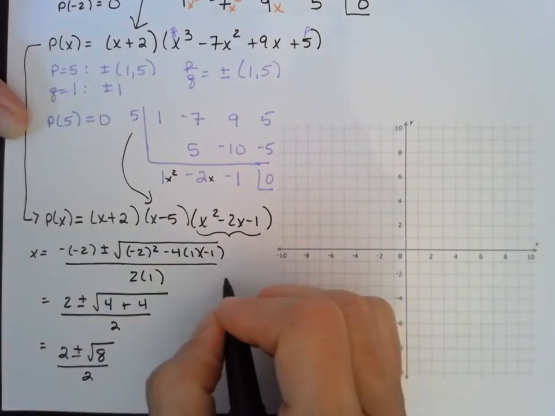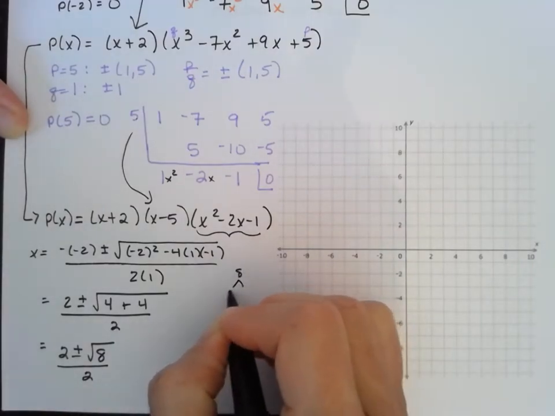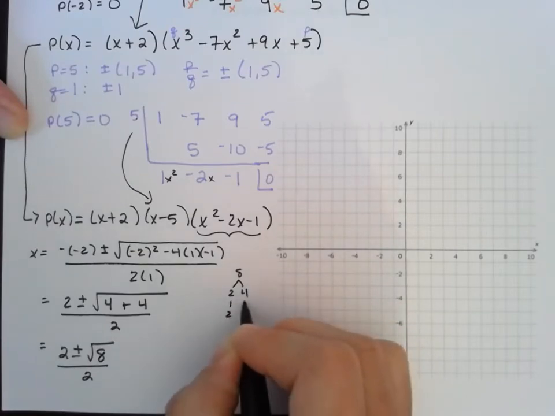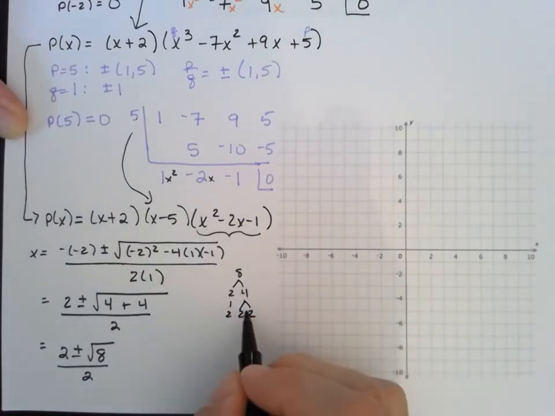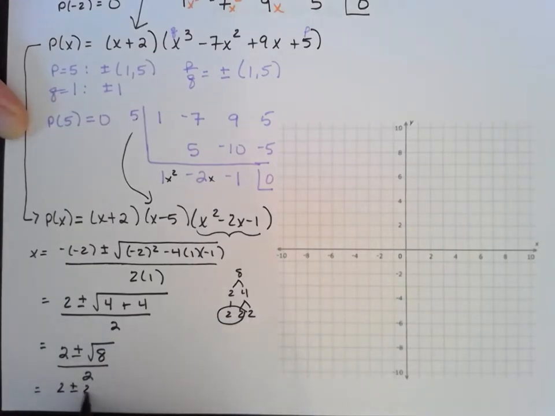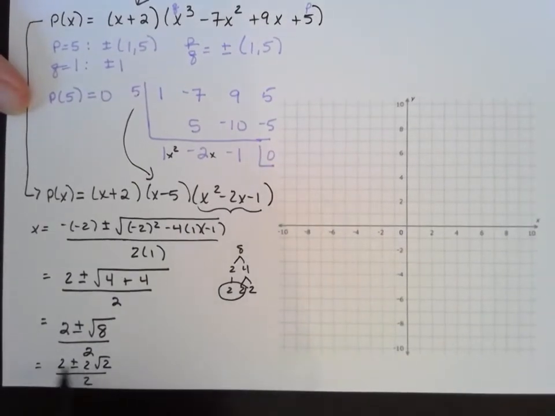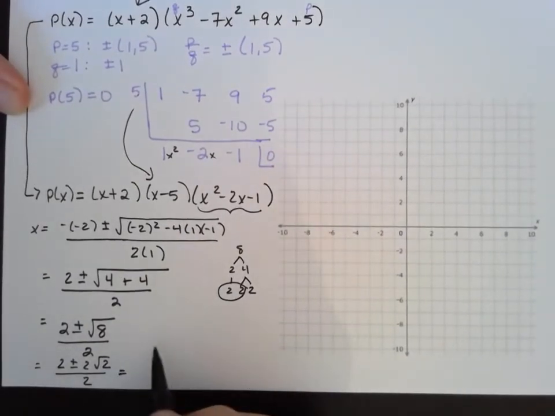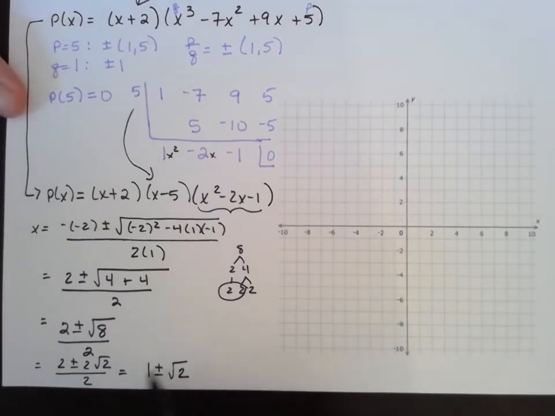Remember your little factor tree, 2 times 4, 2 times 2 times 2. 2 gets to come out, but 1 stays inside. So you end up with 2 plus or minus 2 square roots of 2 over 2. And if you factor a 2 out, you can see that it does reduce down to 1 plus or minus the square root of 2. You actually just found 2 more zeros right here.